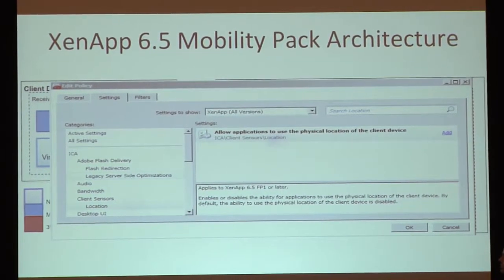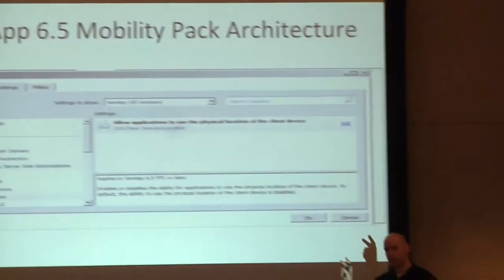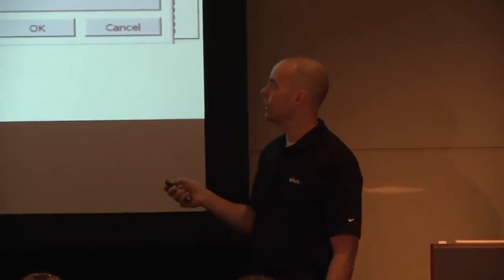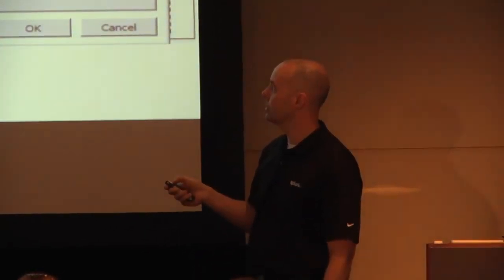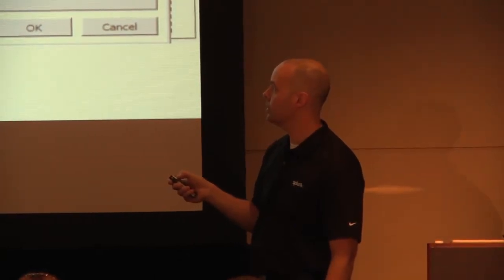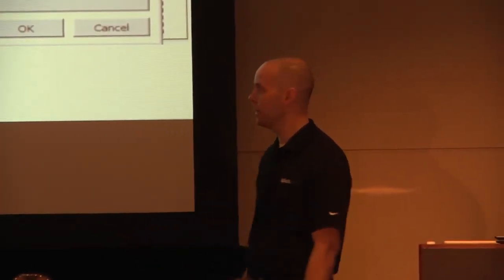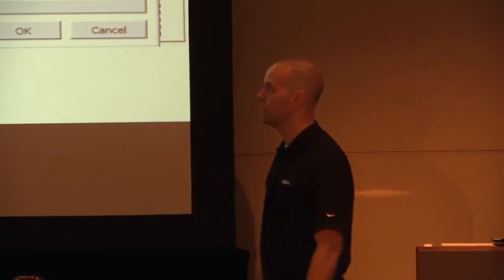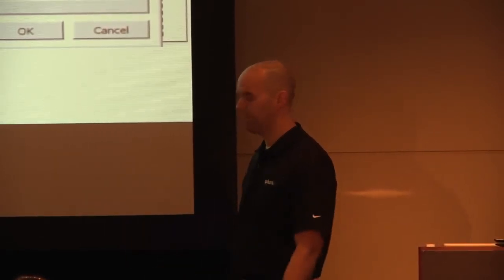The reason there are two virtual channels is maybe you want to get access to the pieces of the mobile device, but for security reasons you want to turn off location. So you can say, over here on location, it says ICA client sensors location. Maybe depending on who you are or where you're coming in, or just company-wide, you want to turn that off, but you don't want to turn off the ability to access everything else on the device. So you can control this via Citrix policies, group policies, all that kind of stuff.